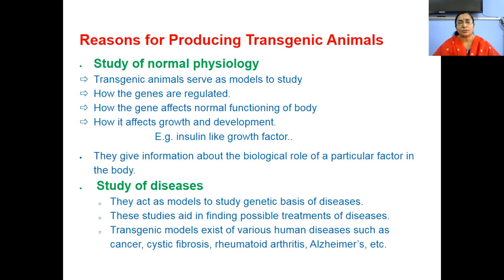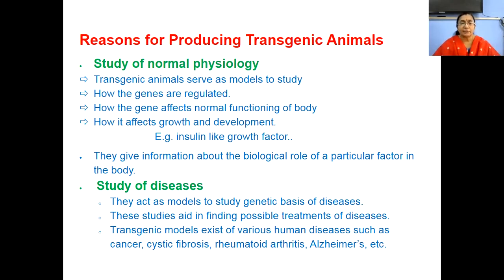Now why do we produce transgenic animals? One aspect is we can study our normal physiology using these animal models, because ethics prevents us from directly testing on human beings. We can use these transgenic animals to serve as models. What we do is we introduce our genes into these animals and then study how these genes are regulated in their body, how these genes will affect the normal functioning of their body, and how it will affect growth and development. So we get to know the biological role of a particular factor in the body.